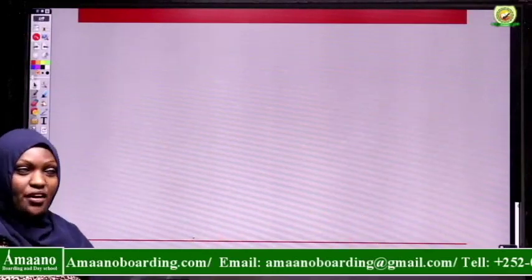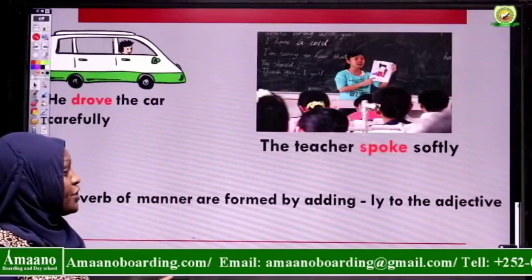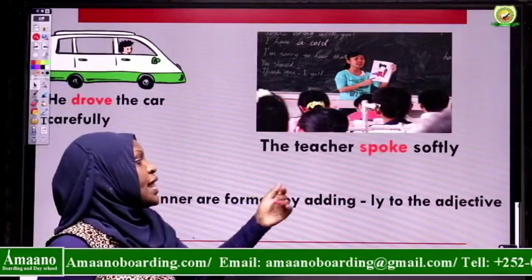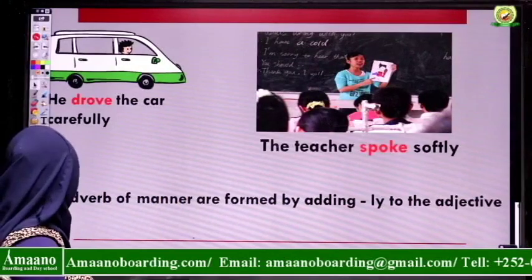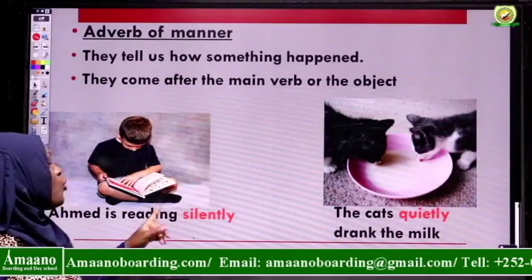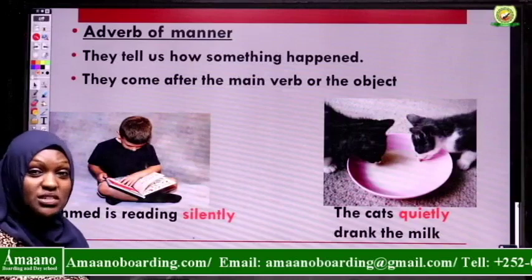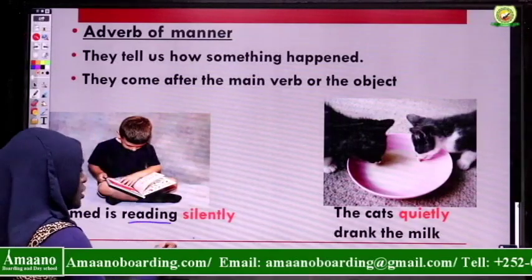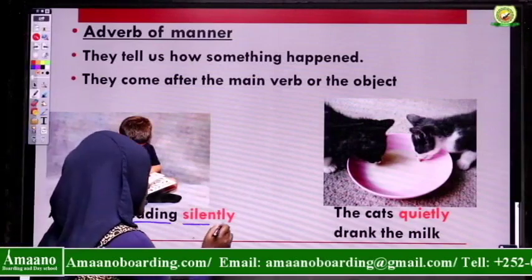How did she drive? She drove carefully. Then how did the teacher speak? The teacher spoke softly. Now we are saying the adverbs of manner come after the main verb or after the object. Like here, what is the verb there? We know the verb is the doing word. So what is the verb there? We have the verb reading. So the adverb of manner comes after the main verb.